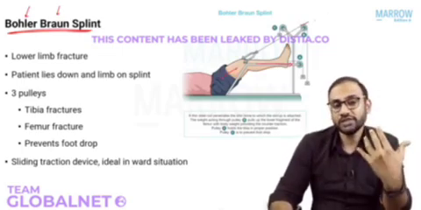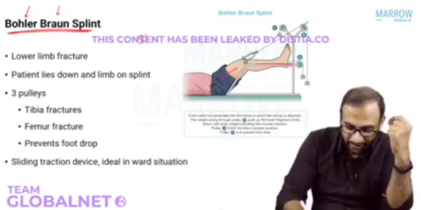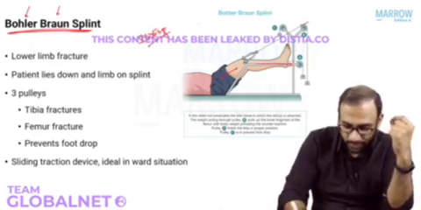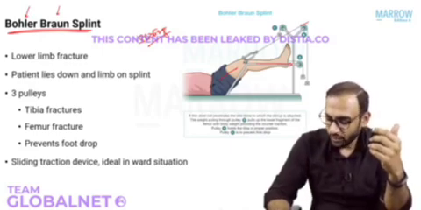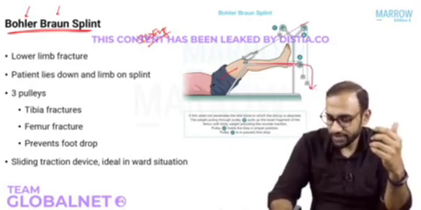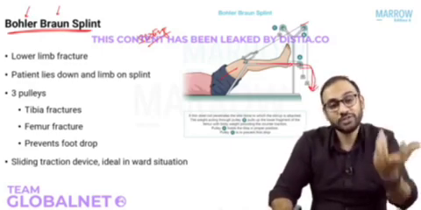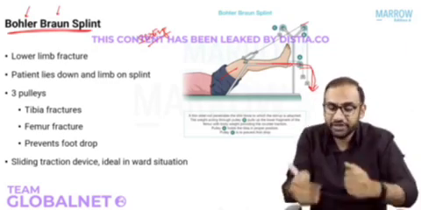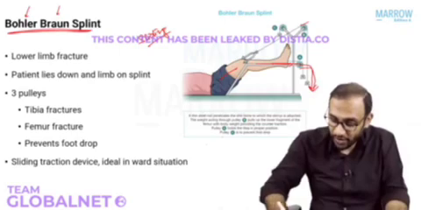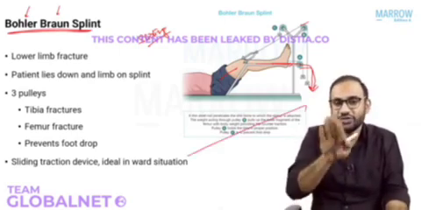Now what is this device? This is a sliding traction device, where once you apply the skin traction or skeletal traction, you hang the weight. This is providing the traction. But what is providing the counter traction? In Thomas splint, the ring was providing the counter traction. Here, what is providing the counter traction? Here you have to raise the bed.